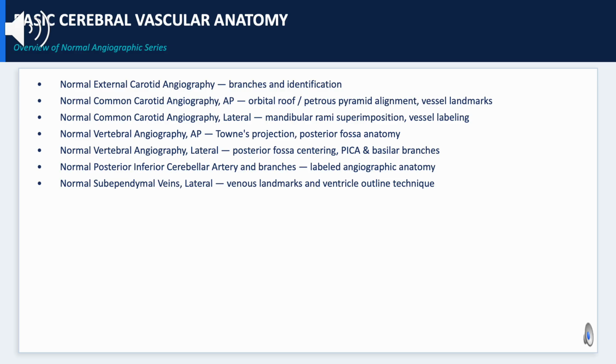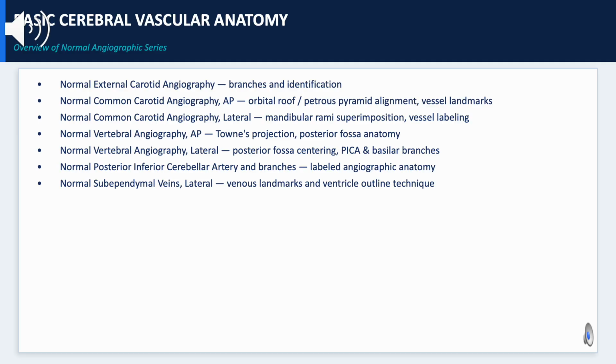This overview slide maps the 7 anatomic series that follow. Normal external carotid angiography is presented first because the ECA is the source of most dangerous collateral pathways. Knowing its branches intimately is prerequisite knowledge. The common carotid AP and lateral series are presented with meticulous landmark labeling because positioning quality directly determines diagnostic value.